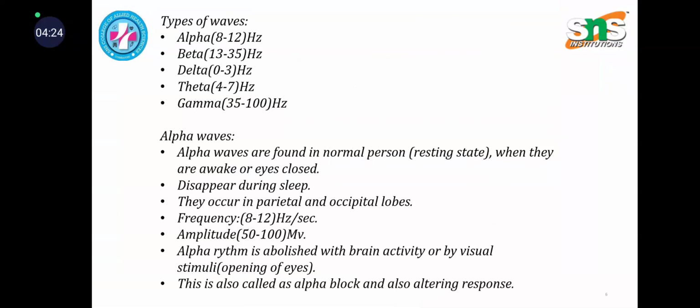Alpha waves. Alpha waves are found in a person in the resting state. They are present when awake with eyes closed, and disappear during sleep. They occur in the parietal and occipital lobes. Frequency is about 8 to 12 Hz per second. Amplitude is 50 to 100. Alpha rhythm is abolished with brain activity or by visual stimuli, opening of the eyes. This is also called alpha block, and also alerting response.